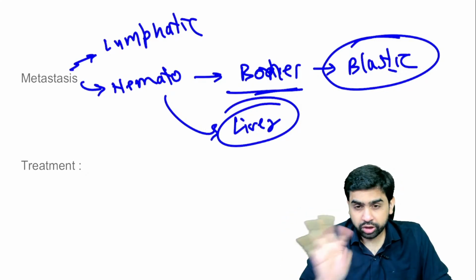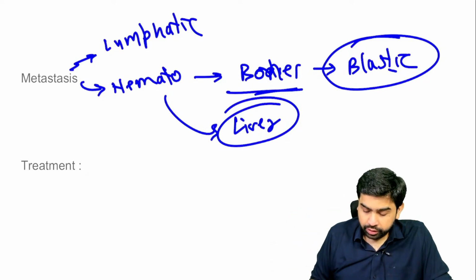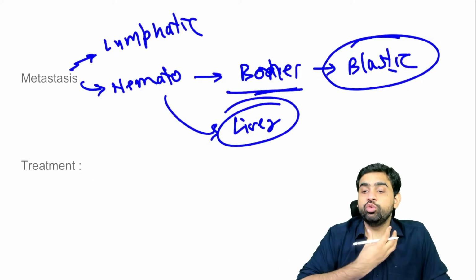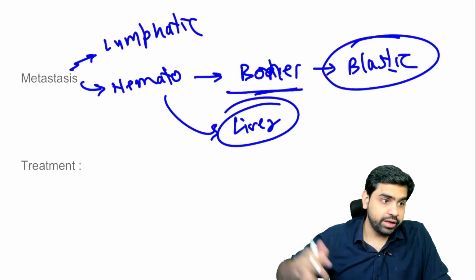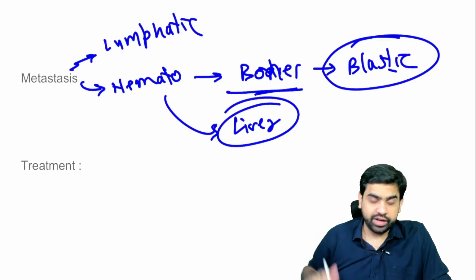So medullary carcinoma of the thyroid is a more aggressive kind of tumor. What about the management here? In the follicular and the papillary, what did we say? That we do a total thyroidectomy plus minus modified radical neck dissection.